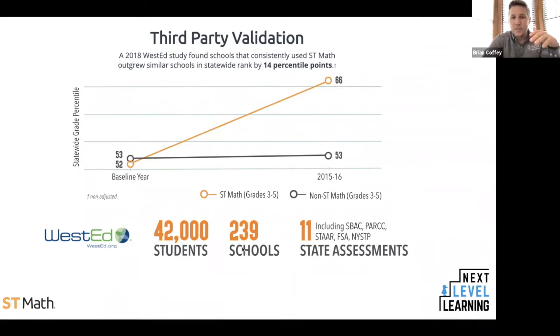And what they found were schools that use ST Math, when compared to schools that didn't use ST Math in those given states, we outgrew them by 14 percentile points. It's pretty awesome. And I think it's also important to know this is not one test, one sample size, one study 10 years ago in one building that was suburban or whatever. This is a broad swath in real time of all our schools that were using ST Math at that time.